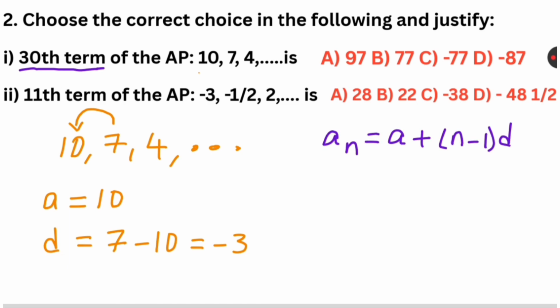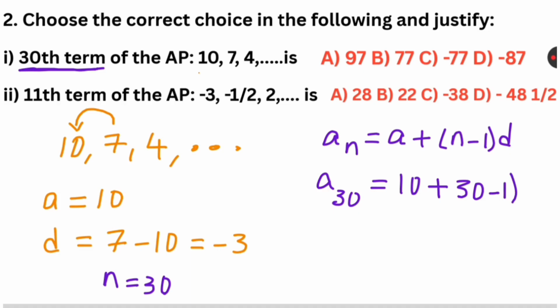So we need to find the 30th term. That means we need to take n as 30. So that is a30. That is equal to, what is the a? The given first term is 10 plus, what is n? The n value is 30 minus 1 times, what is the d? The common difference is minus 3.